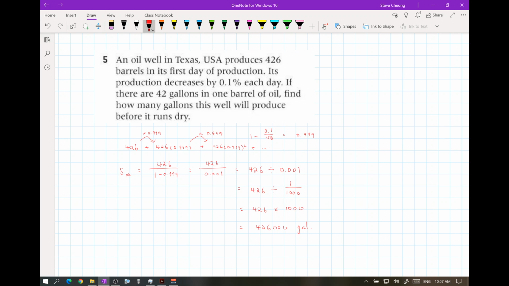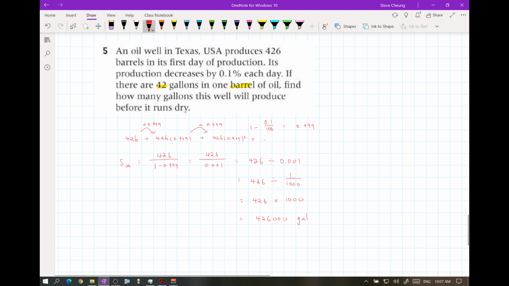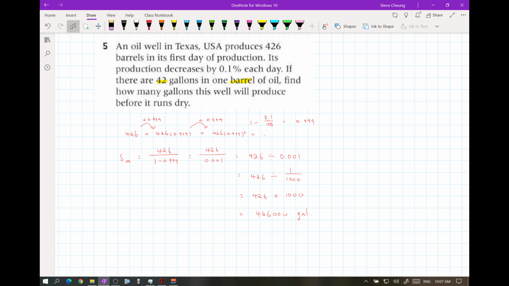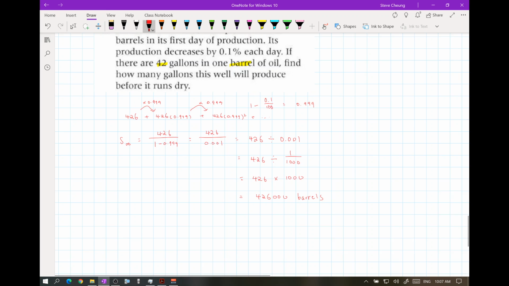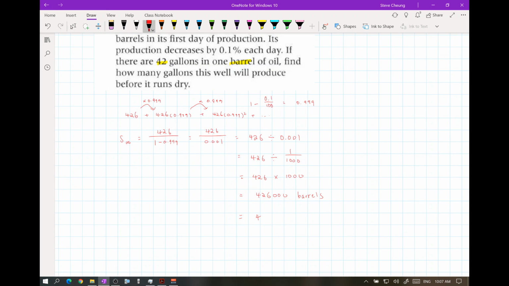Oh, sorry. It's not looking for gallons. If there are 42 gallons in a barrel, so actually it's 426 barrels. Oops. So be very careful with your units. I was actually not looking at it. So this is how many barrels you can produce, and each barrel is 42 gallons, so make sure you multiply by 42, unlike me.